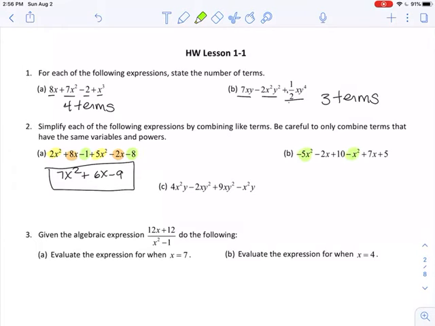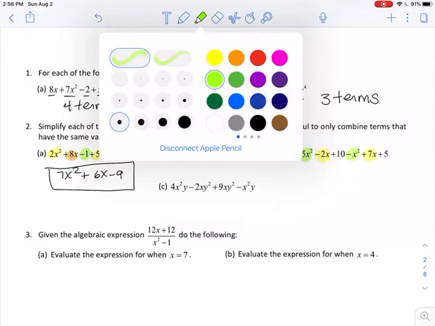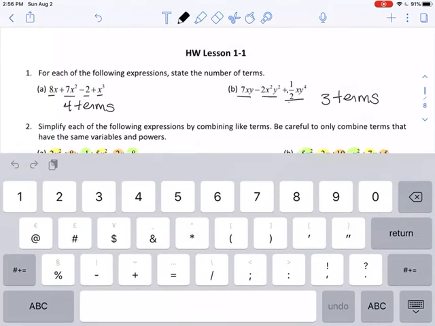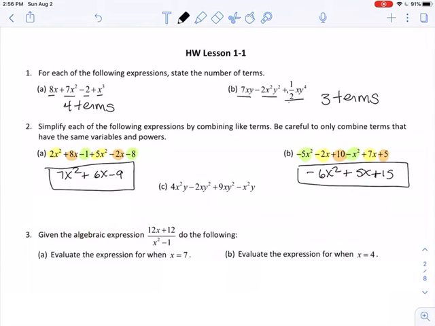On B, I have my negative 5x squared and my negative 1x squared. And then I have my negative 2x and my positive 7x. And then I have my 10 and my 5. So negative 5x squared minus 1x squared is negative 6x squared. Negative 2x and positive 7x is positive 5x. And 10 plus 5 is 15. Notice I'm writing each of these in descending order from the highest exponent to no exponent.